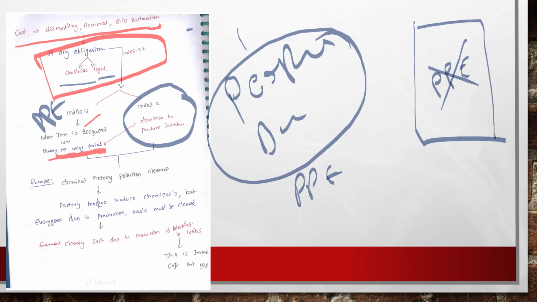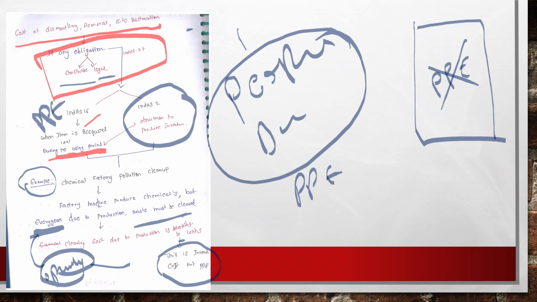Suppose you take a chemical factory pollution cleanup. The factory machine produces chemicals, but every year due to production, waste must be cleaned. The cleaning cost due to production is 10 lakhs. This is an inventory cost, not a PPE cost, because every year they will clean this. This is an operational cost, so it might be included in the inventory cost, not in the PPE cost. I hope you understand this.